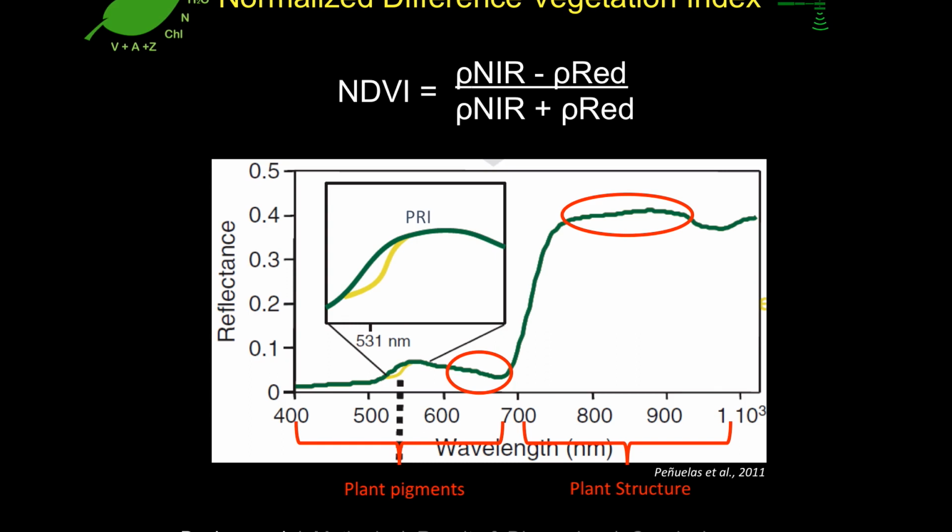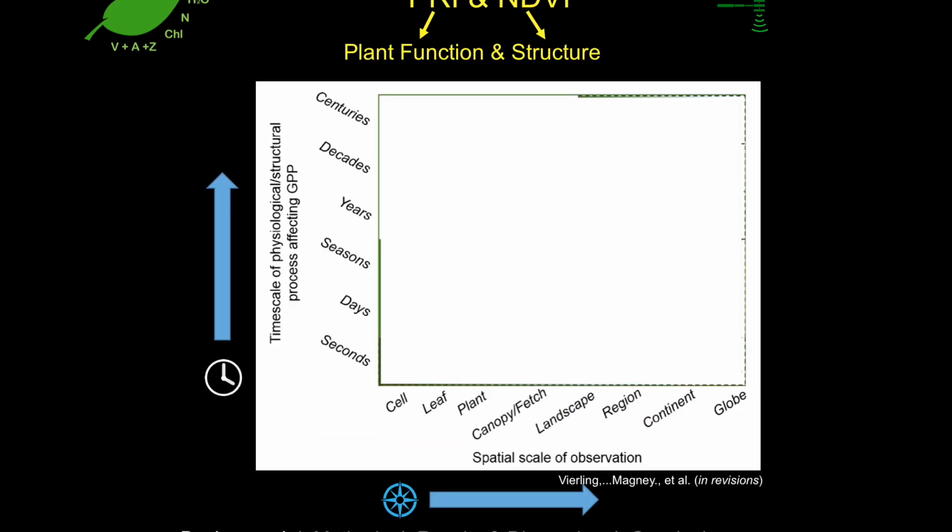So in this research, I'm using both NDVI and PRI to get at the diurnal and seasonal phenologies of crops. So if we think about PRI as being responsive to plant function and NDVI being responsive to plant structure, it begins to look like this. So in this chart here, on our y-axis, we have time progressing from seconds to days to seasons, and space on the x-axis, moving from the cell to the leaf to the plant to the canopy and the landscape.